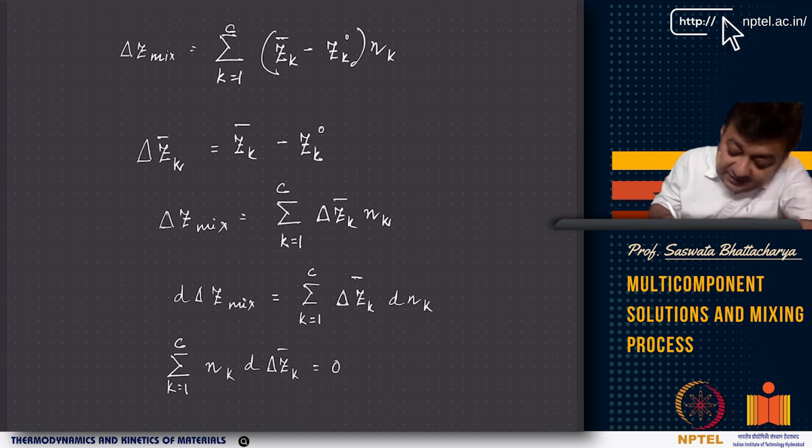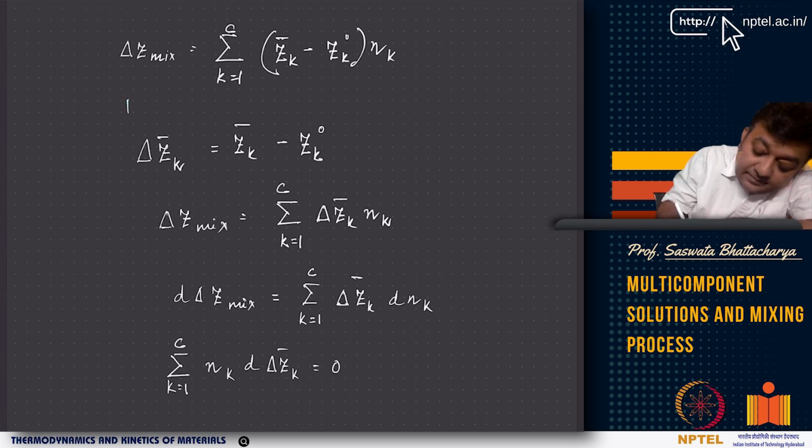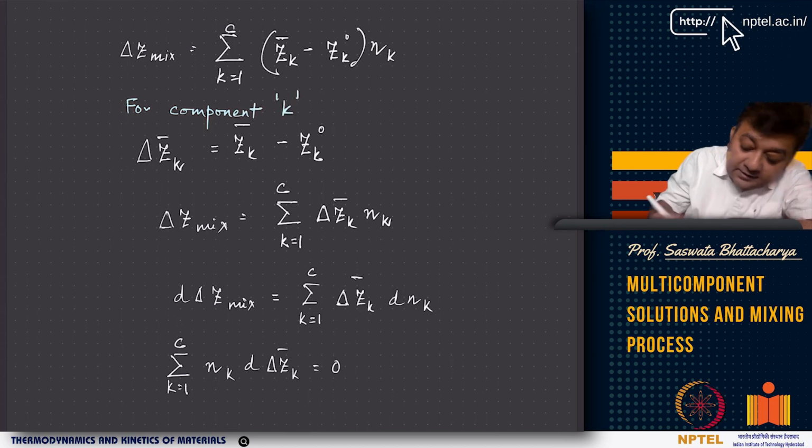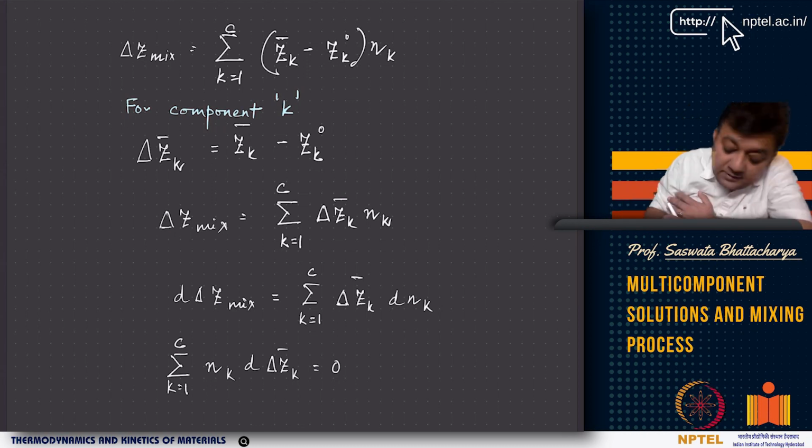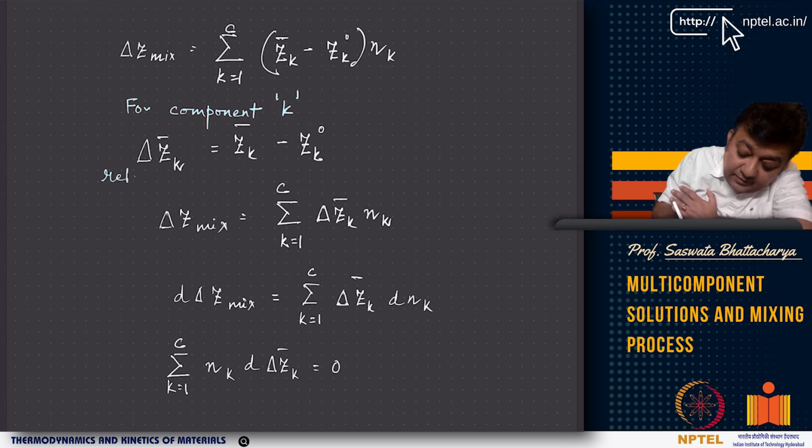So if I look at delta Zk bar, that is for each component. Here for example I am considering only component k. I can substitute k by 1, 2, 3 and so on, or A, B, C and so on. So delta Zk bar is the change, or this is called the relative partial molar property of component k.